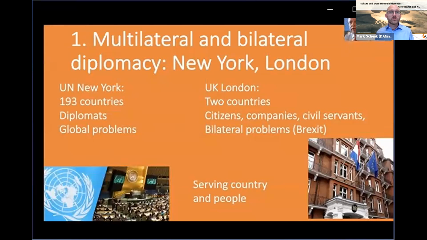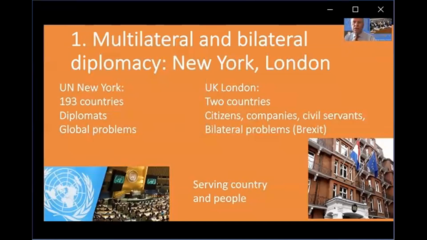I think the key difference between a diplomat and a scientist, for instance, would be I serve my country. I had a discussion a little time ago with a professor, and she said, I serve truth. I spoke to a lawyer and he said, I serve justice or the law. And I spoke to somebody from a company and they said, well, my life is dedicated to making a profit. For me, as a diplomat, I serve my country and I serve the Dutch people. Let's go to the next slide, please.